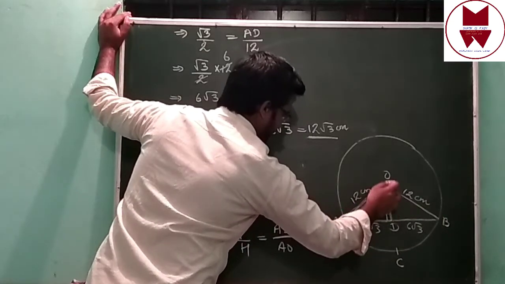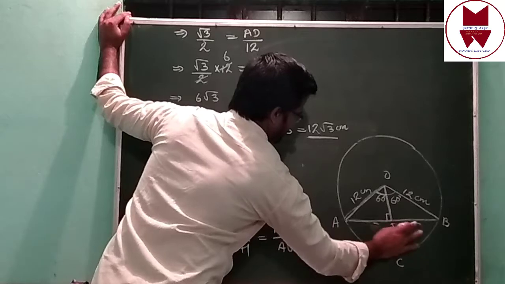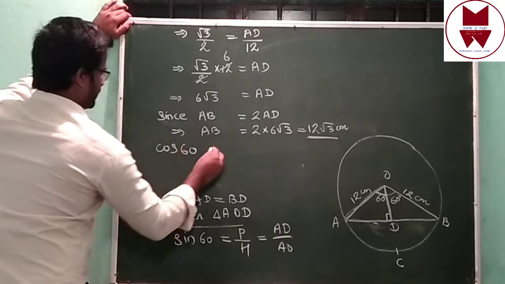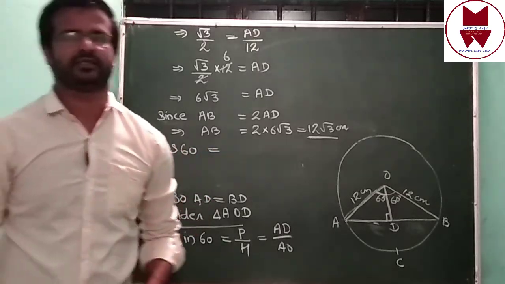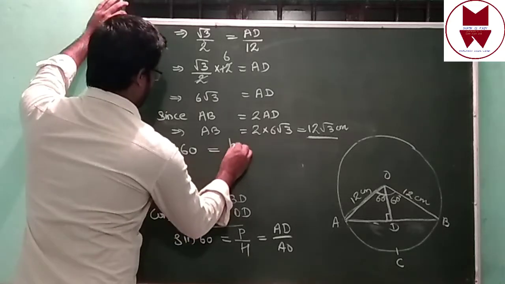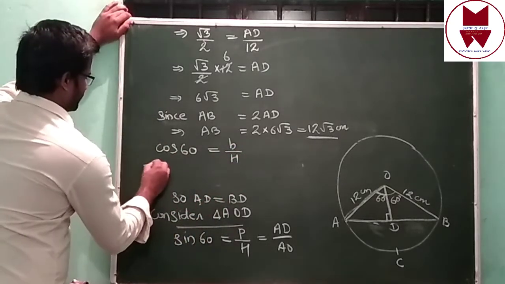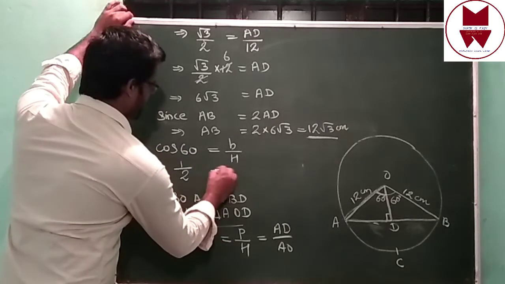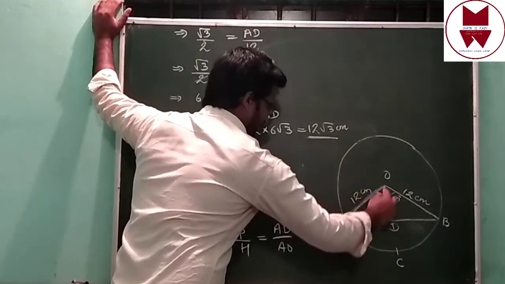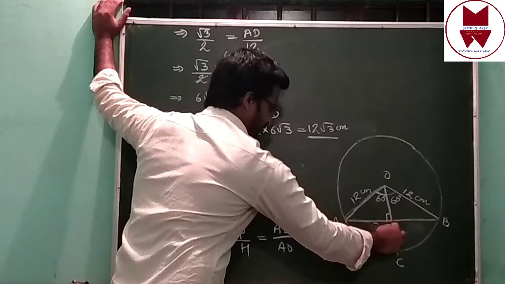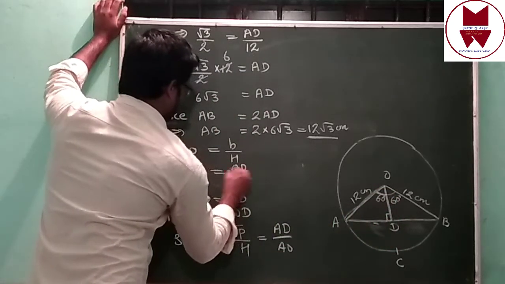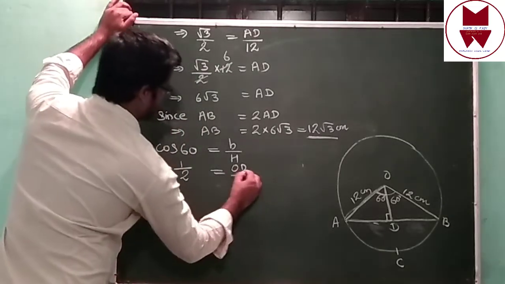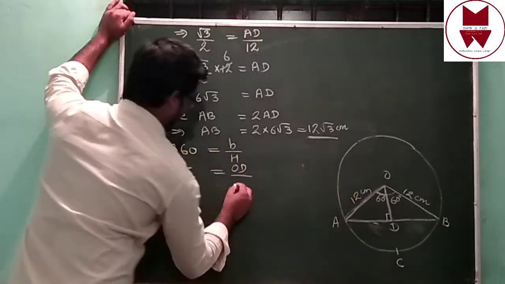Then we need this perpendicular, that is OD. Find out OD. For that we'll use cos 60. Cos means what? Cos means base divided by hypotenuse. Cos 60 is 1 by 2. That one I also wrote before. If you consider this triangle, base is OD, the side near the 60 degree, that is the base, OD, divided by hypotenuse. Hypotenuse in here is AO.